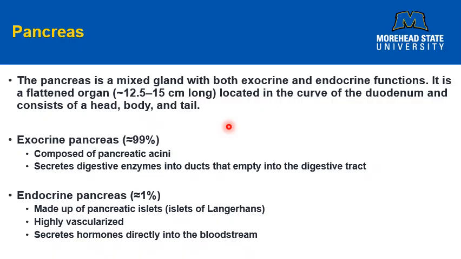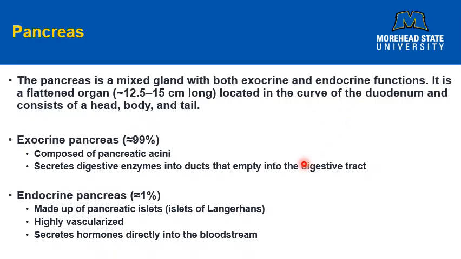Now, the pancreas. This is a mixed gland, so it has exocrine and endocrine functions. It's a flattened organ, if you've ever seen it. It's located in the curve of the duodenum, and it consists of a head, a body, and a tail. I'm sure you've seen a little image of this before.